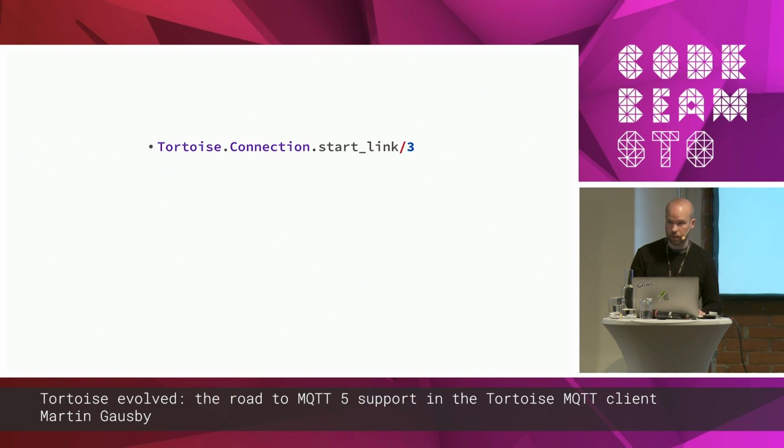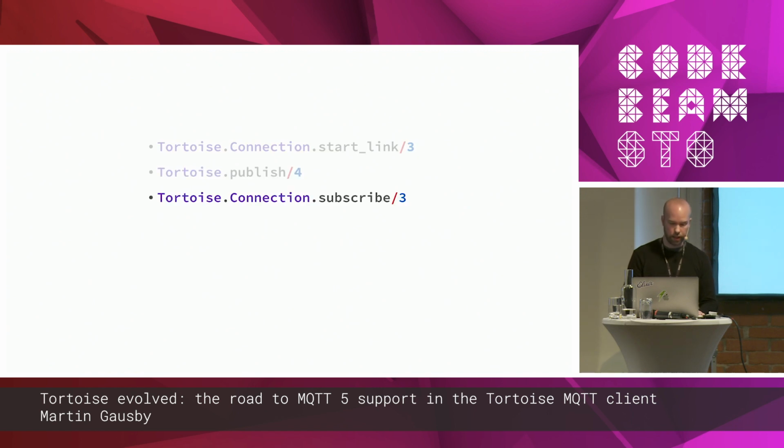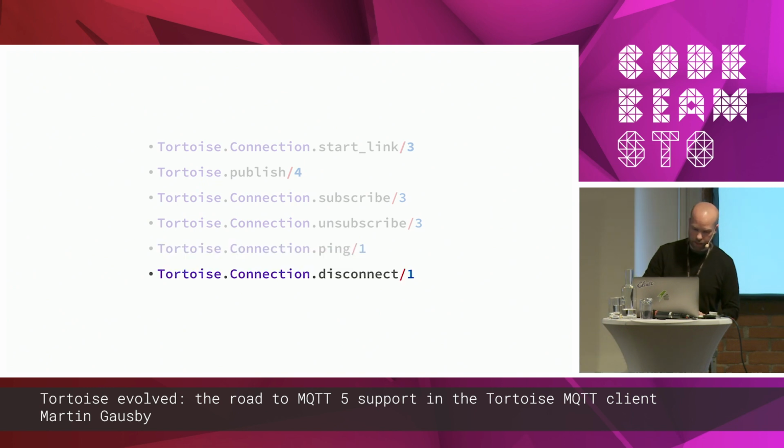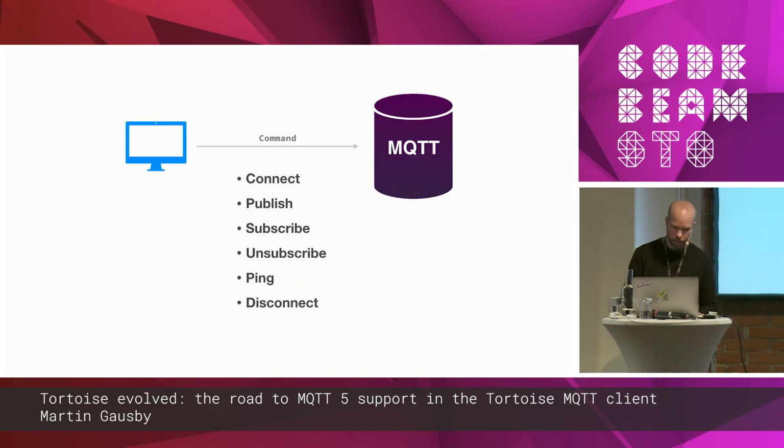So basically, Tortoise has the following outbound API. We can connect with start link, and we can publish with just Tortoise publish. We can subscribe and unsubscribe, and we can ping the broker if we really want to. It actually happens behind the scenes because you need to send a keep alive message once in a while if you don't send any other messages, and of course we can disconnect. So this maps perfectly to what you would expect from an MQTT client.